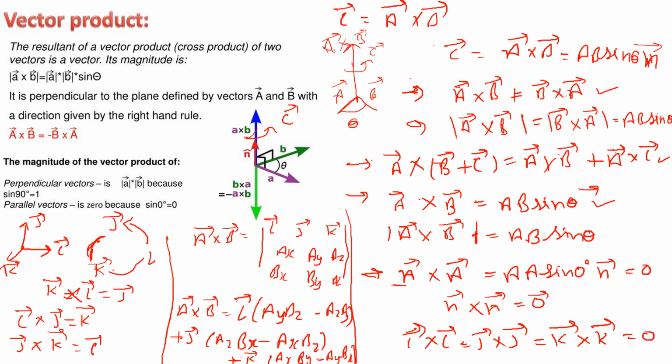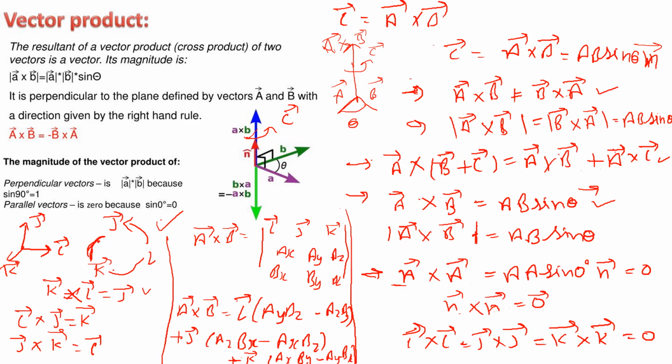So in case of a unit vector, we can say n vector cross n vector is equal to 0. So i vector cross i vector is equal to j vector cross j is equal to k vector cross k is equal to 0. And in case of orthogonal vectors, in accordance with the right hand screw rule, we can say i vector cross j vector is equal to k vector, j vector cross k vector is equal to i vector, k vector cross i vector is equal to j vector.